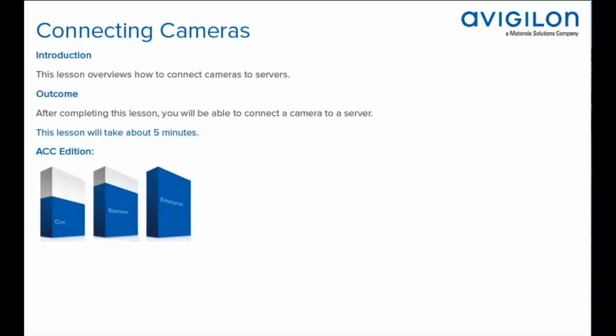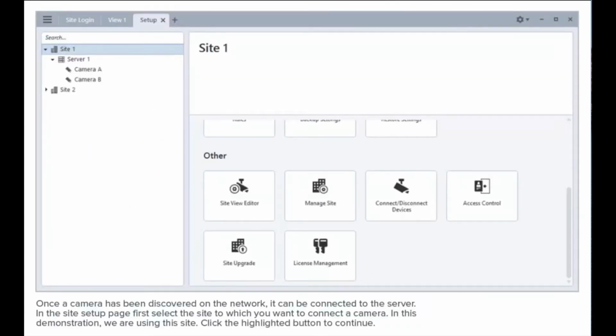This lesson overviews how to connect cameras to servers. After completing this lesson, you will be able to connect a camera to a server. This feature is available in these editions of ACC software. Once a camera has been discovered on the network, it can be connected to the server.